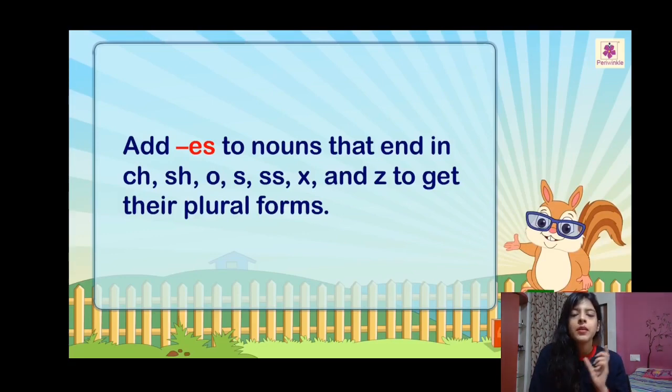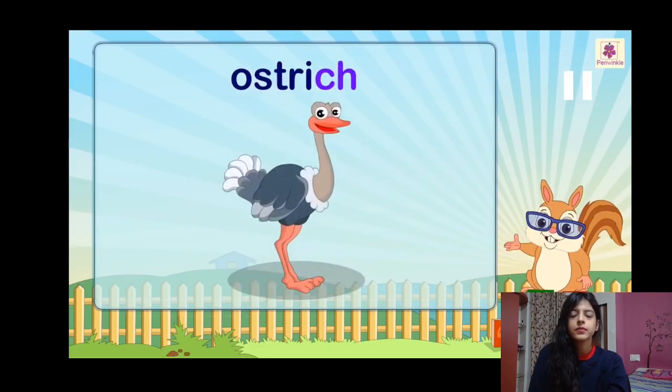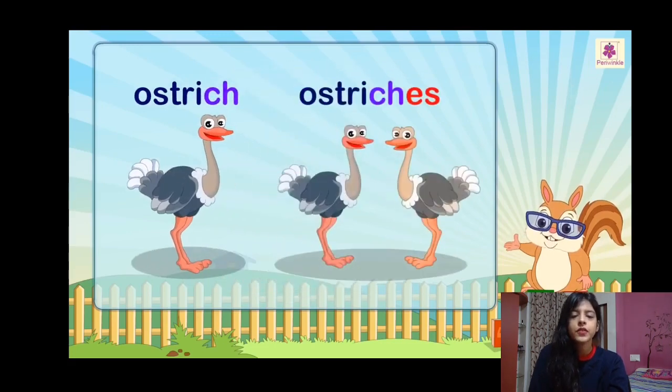For example, bus. We will add ES at the end of bus, right? BUS. That is one word. So we will add ES when we finish the spelling of bus. Let's see some examples. Ostrich. Ostrich ends with CH. So what will we do? We will add ES at the end of ostrich to make it a plural form.